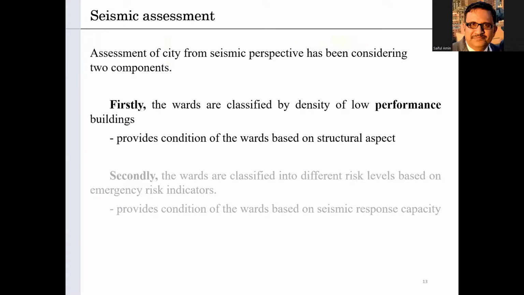So after developing the estimation equation of seismic capacity index and applying it to the targeted buildings of the city, an attempt is taken to develop the comprehensive assessment map of the city from a seismic perspective. It has been done considering performance of buildings and emergency seismic response capacity. Firstly, the wards are classified by density of low performance buildings, and it provides the condition of the wards based on structural aspects.